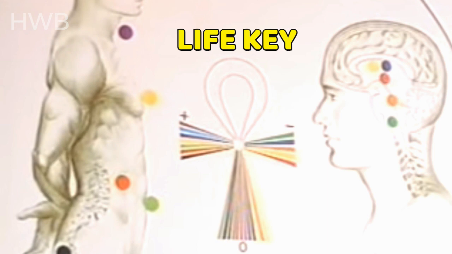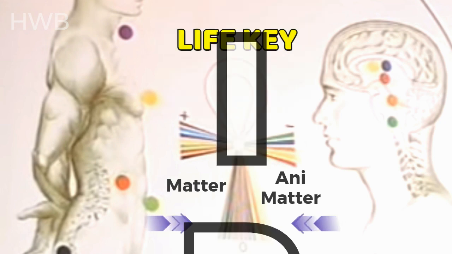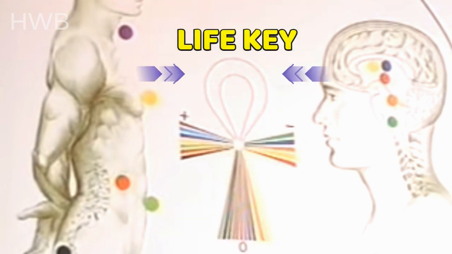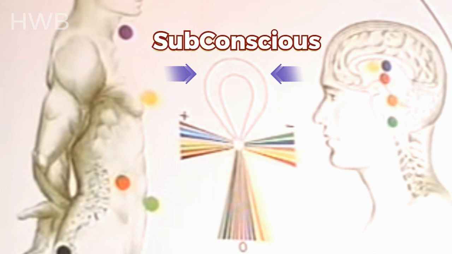The energies of the right and left arm are matter and antimatter, and are united and stored in the 0 zone, or spirit, at the bottom of the life key. The ring on top of the life key represents the subconscious. It harmonizes or balances the scales.